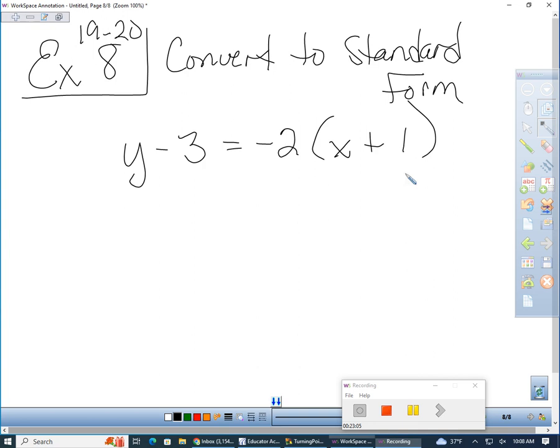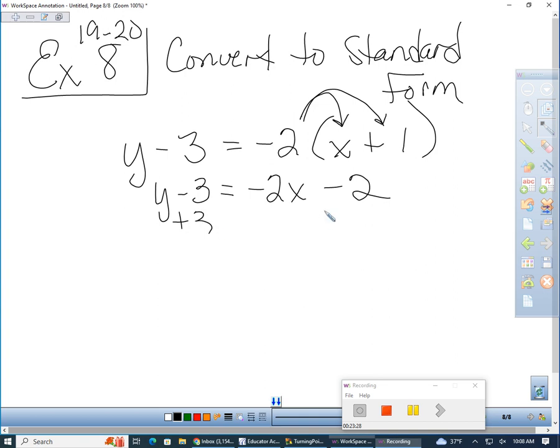All right, you guys, you tell me what's the very first thing we should do. Yeah, distribute and isolate. So that's what we start with. So we have y minus 3 equals negative 2 times x, negative 2x. Negative 2 times 1 is negative 2. To isolate, Seth, what do we have to do? Good. Add 3 to both sides. Good job. So I have y equals negative 2x. Negative 2 plus 3 is positive 1.